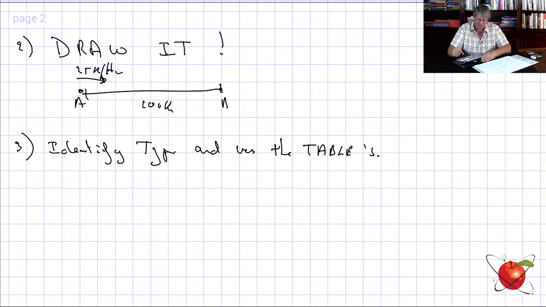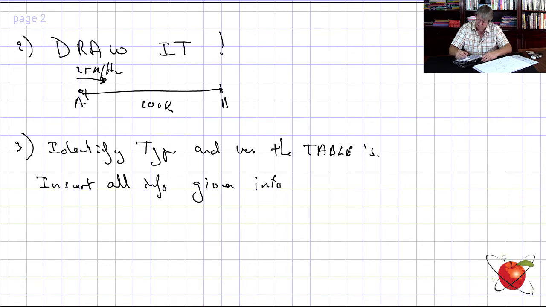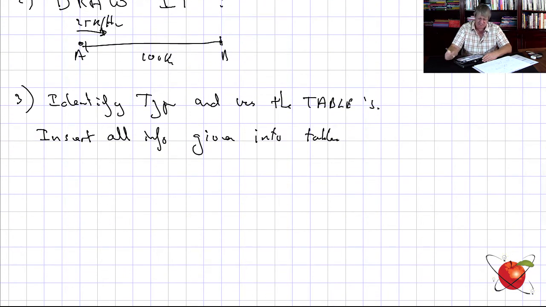The tables that we're going to talk about now. Into the table, insert all info given into the table. Right? Insert all the information that is in the sum into the table. Okay? And fill in gaps. This shows you what is missing and it helps you to organize the data in the problem.